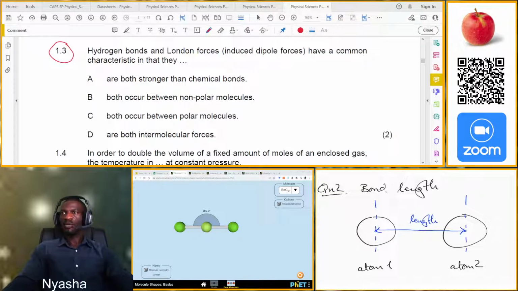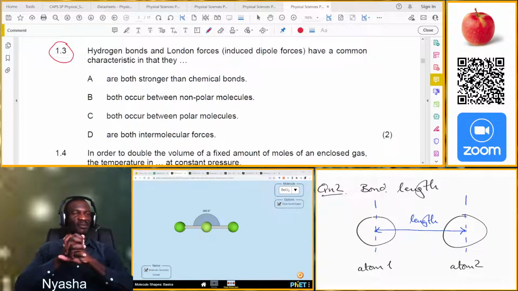Then C, both occur between polar molecules. These both occur between polar molecules. Now, you will have to think about polar molecules. When you have polar molecules, is it possible that we have hydrogen bonds? Is it possible that we have London forces, which are induced forces? Then the last one would be they are both intermolecular forces. That's the last option, right? So which option are you going to pick from this?